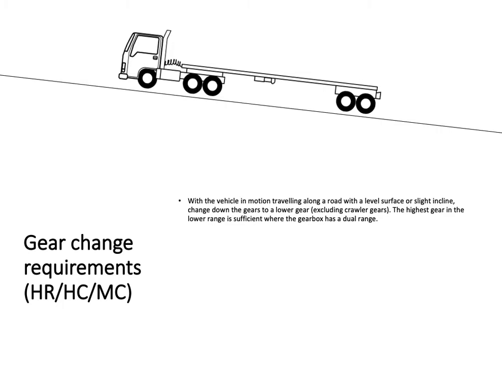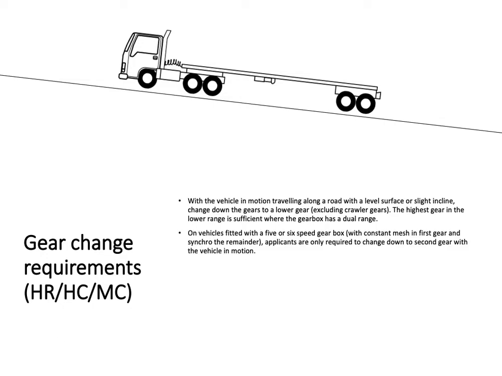Gear changing requirements for HR, HC, and MC. With the vehicle in motion traveling along a road with a level surface or slight incline, change down the gears to a lower gear, excluding crawler gears. The highest gear in the lower range is sufficient where the gearbox has a dual range. On vehicles fitted with 5 or 6-speed gearbox with constant mesh in first gear and synchro the remainder, applicants are only required to change down to second gear with the vehicle in motion.